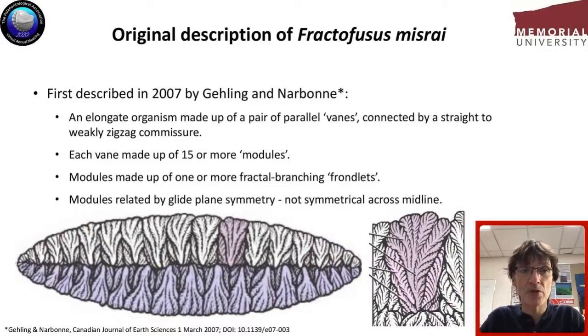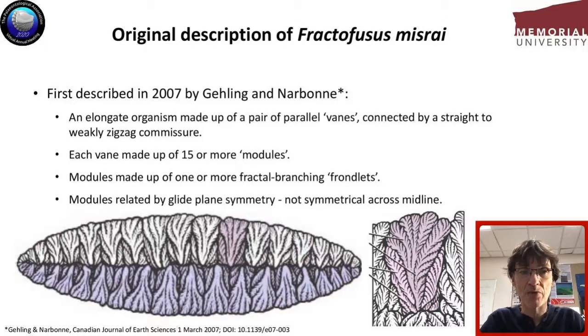Fractofusus misrai was originally described in 2007 by Gehling and Narbonne. They described it as an elongate organism made up of a pair of parallel veins, which were connected to each other by a straight to weakly zigzag commissure or midline. Each of the two veins is made up of 15 or more separate modules, and each of these modules is in turn made up of one or more fractally branching frontlets. We can see here a reconstruction showing the complete organism and a magnification of one of those individual modules.